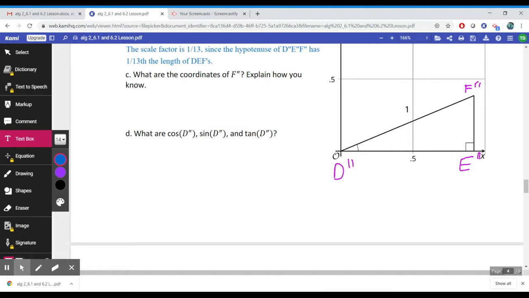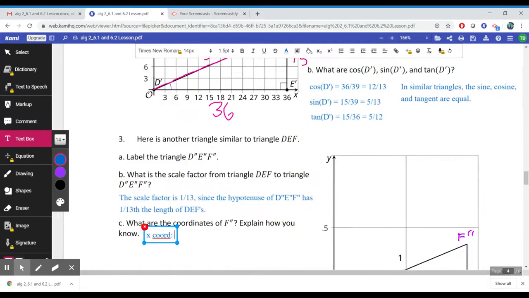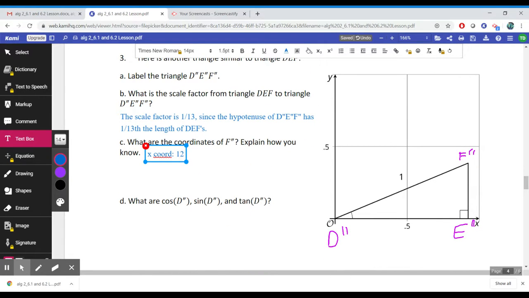So I'll start with finding the x coordinate. I'm just going to take my old x coordinate, which was, I believe, 12. Yep. Times my scale factor, which is 1/13. And 12 times 1/13 is just going to be 12/13. For my y coordinate, I'll do the same thing. Take my old y coordinate, which was 5, multiply that by my scale factor of 1/13. And I'll get 5/13.